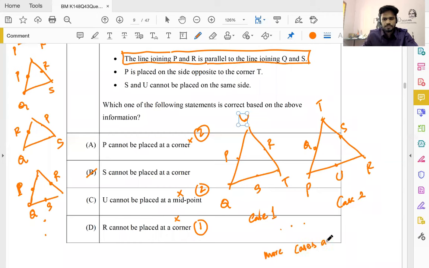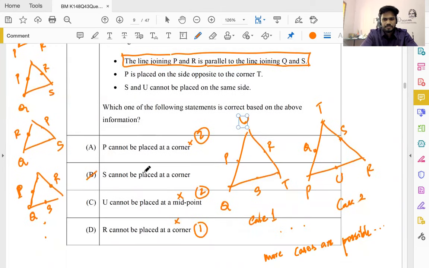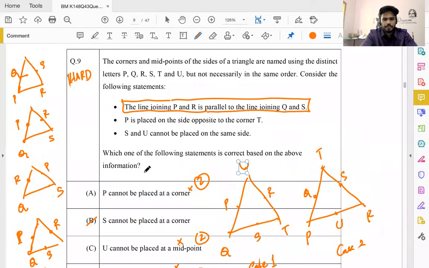More cases are possible. Is there a nice systematic way to list down all these things? Yeah, it's going to take a lot of time. If any of you find anything simpler, let me know. Okay.